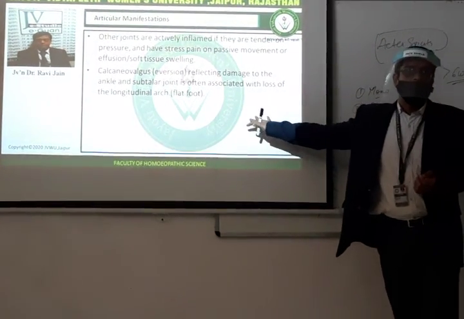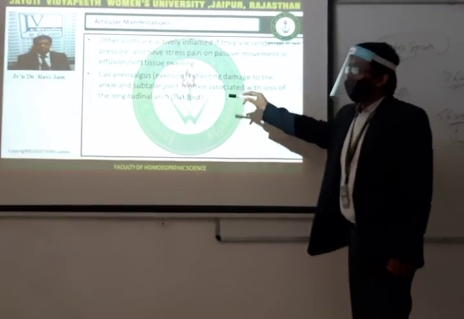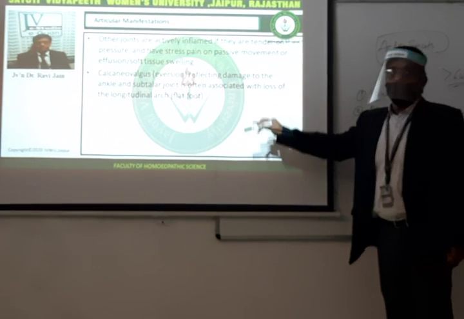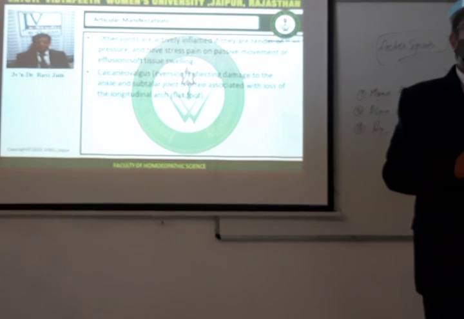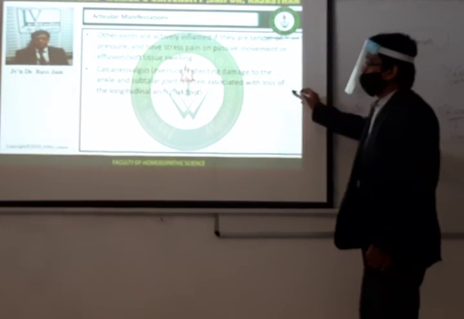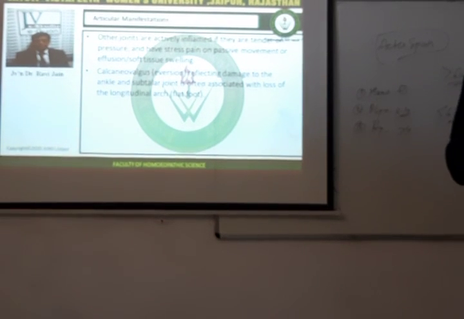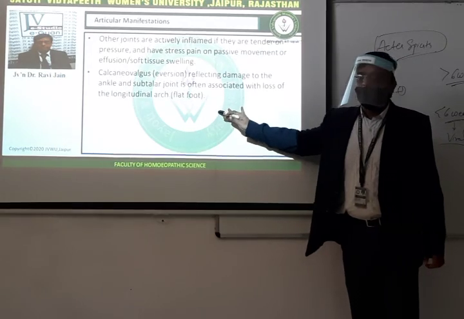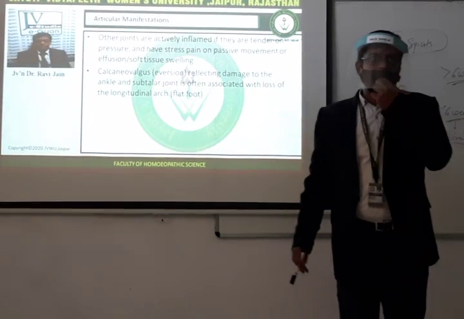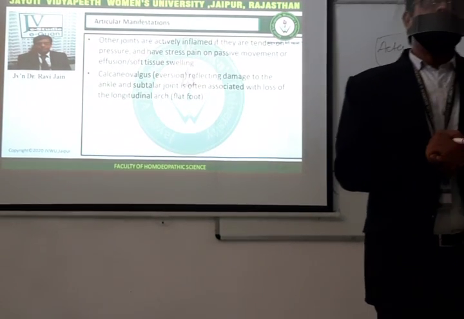This is basically flat foot. What is flat foot? Flat foot is calcaneum valgus, that is eversion, reflecting damage to the ankle and subtalar joint. So there is damage in the ankle and the subtalar joint that is often associated with loss of the longitudinal arch. You all must have studied the arches of the foot. So in the foot there are arches, but in rheumatoid arthritis there is damage to the ankle and subtalar joint, and these arches are lost, leading to the development of flat foot.